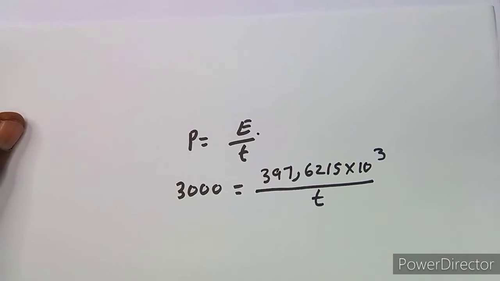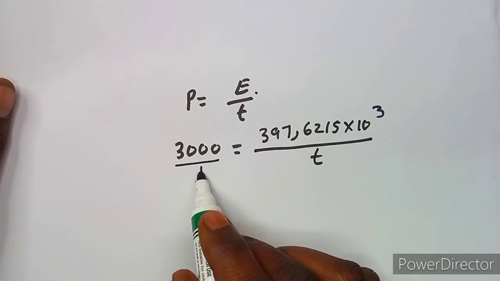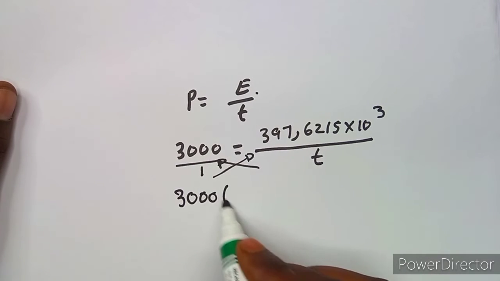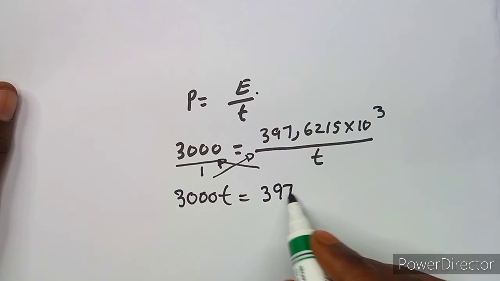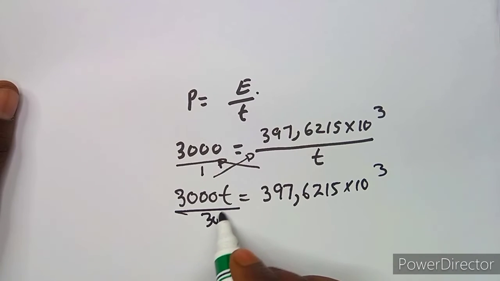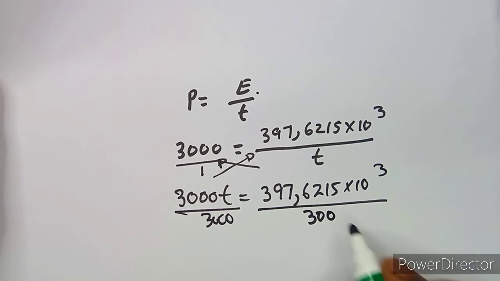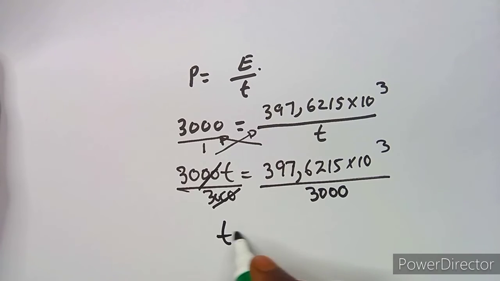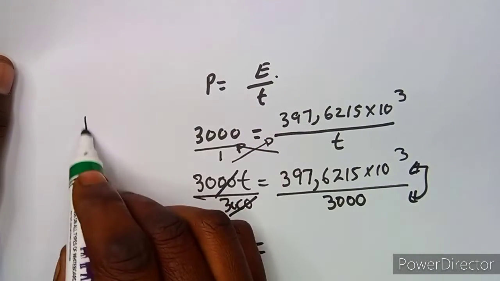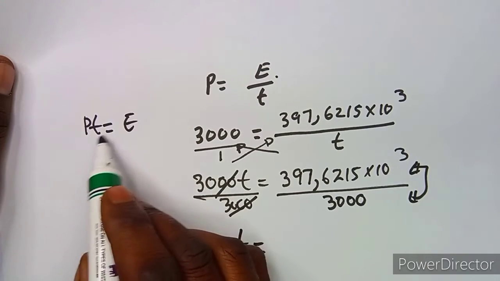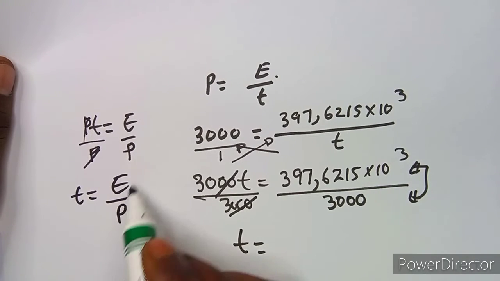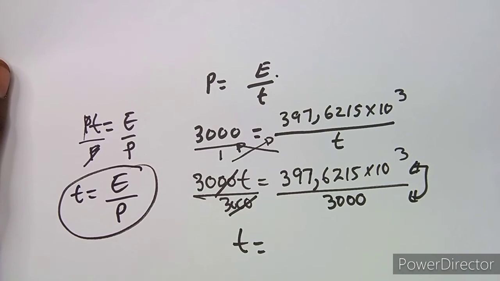All right, so how can I calculate the time here? I can just cross multiply and apply my mathematical skills. So it's 3000 t, which is equal to 397.6215 times 10 to the power of 3. Then you divide by 3000. At 3000 here, you're going to obtain the value of t, or you could have just made t the subject here. Pt is equal to E, divided by P, divided by P. So T is equal to energy over the power. So you can just do that, okay?